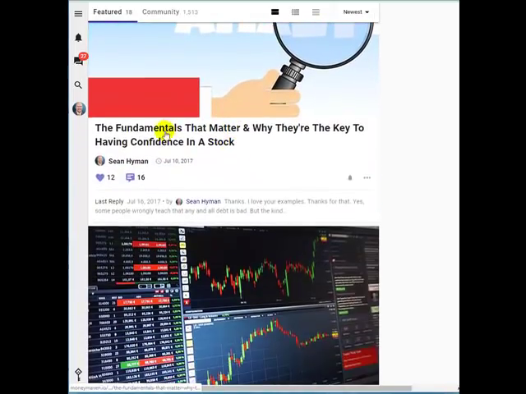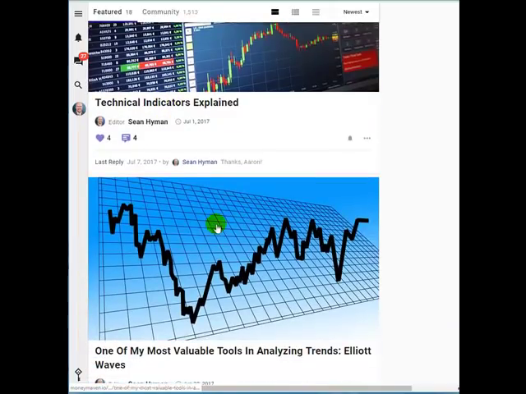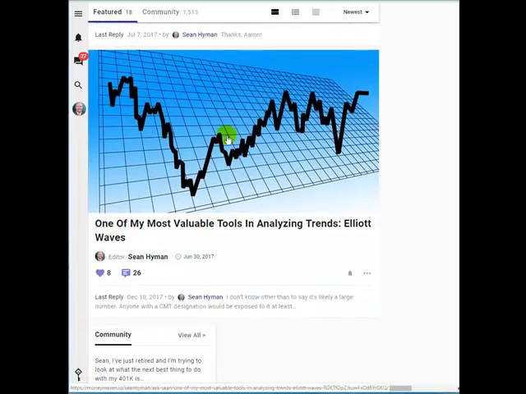Very important. For some reason, those duplicated. I have no idea why. I think it's when the site was newer. And then one of my most valuable tools in analyzing trends, Elliott Waves. So if you see me do the 1, 2, 3, 4, 5, ABC stuff and wonder what all that means, that's broken down there, in plain English, with why that matters.